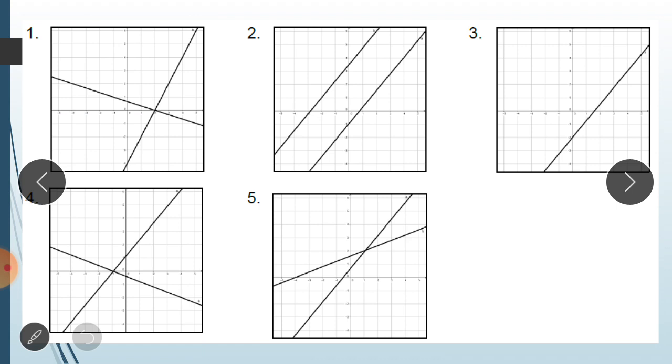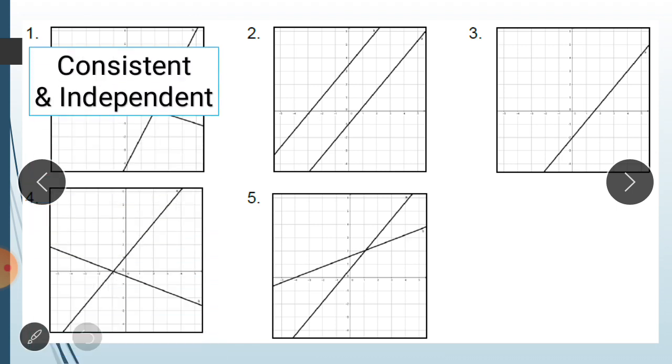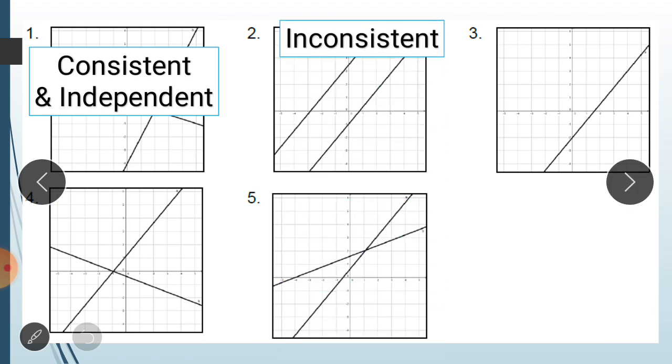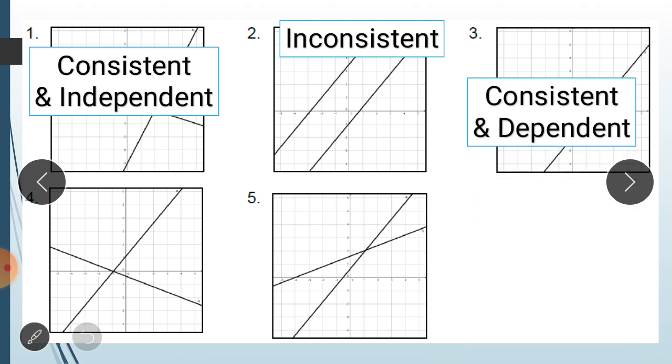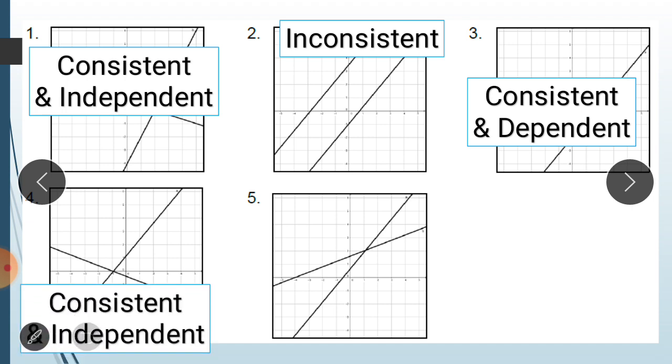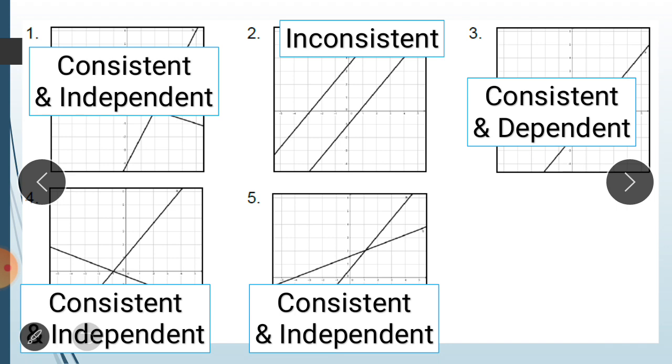I assume that 5 minutes is over, so let's answer. Number 1 is consistent and independent because that is intersecting lines. Number 2 is inconsistent because parallel lines. Number 3 is consistent and dependent, coincide. Number 4 is consistent and independent. And the last one is again consistent and independent, only one solution. I hope everyone gets a perfect score.